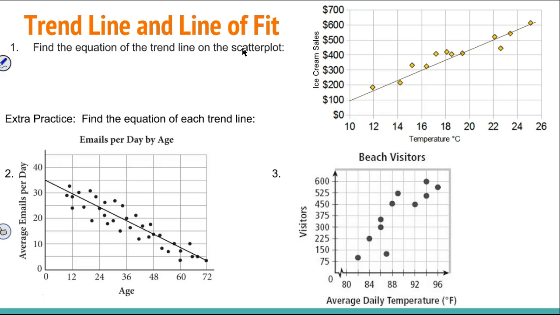Number 1, we have this ice cream sales versus temperature. They give us the trend line, which makes it easy. I need to find 2 ordered pairs on the line. Not near the line, but on the line. If there's not a yellow diamond on the line, then don't use one. I see this right here is 10, 100. So 10, 100.